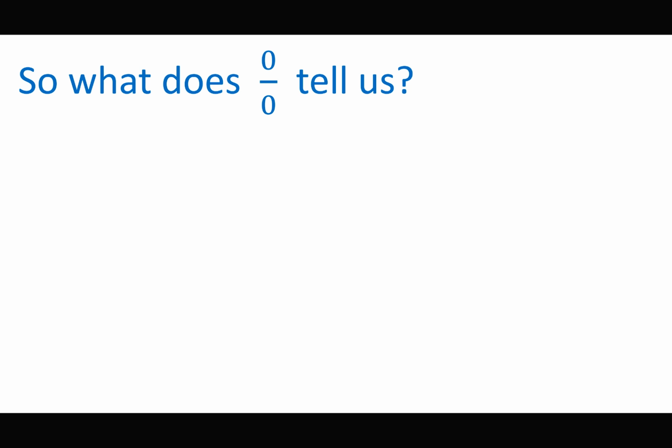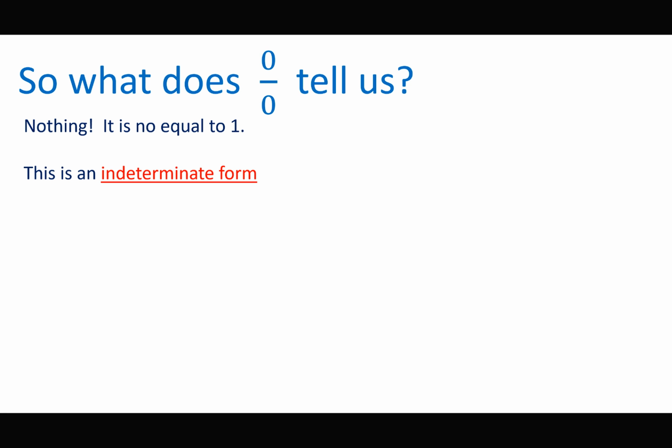Again, what does 0 over 0 tell us? It really tells us nothing. So don't ever write it as 0 over 0, because that is equal to 1, and we do not want to say that our limit is equal to 1. It's called an indeterminate form. It's not telling us anything. It's not determining anything. It's indeterminate.